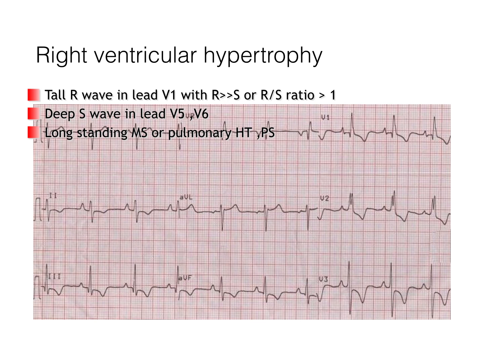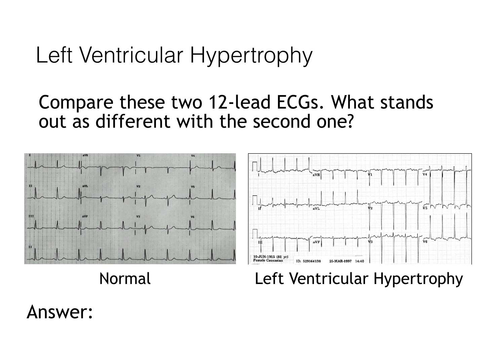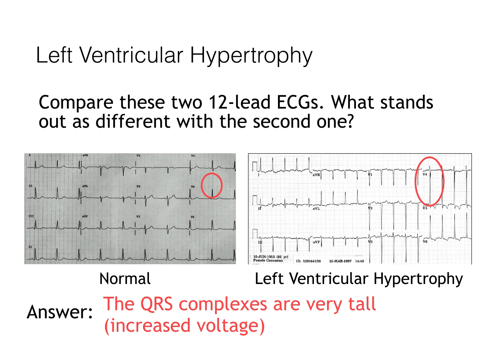To diagnose right ventricular hypertrophy on ECG, there should be a tall R wave in V1 with an R by S ratio of more than 1, and a deep S wave in lead V5 or V6. What about left ventricular hypertrophy? Compare these two ECGs. We can see there is a high voltage complex in the second ECG, meaning tall QRS complexes in V5 and V6.